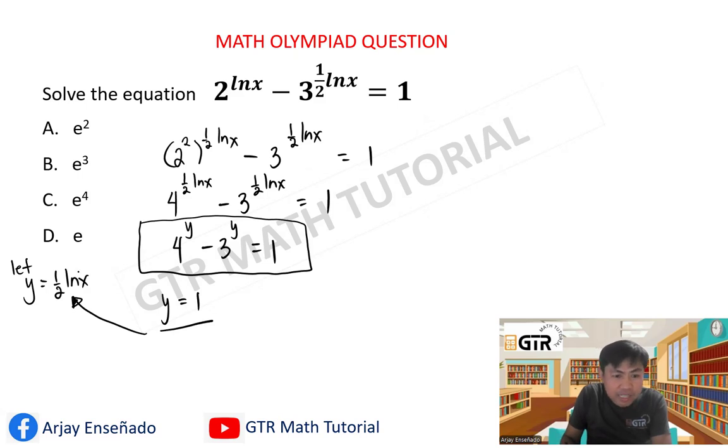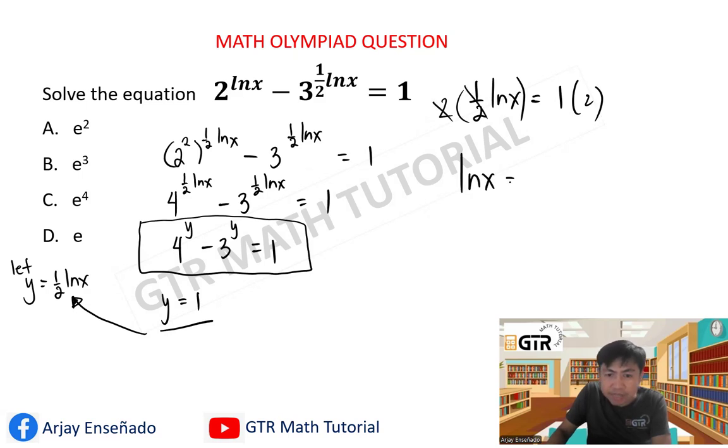So now we will just solve 1/2 ln x that is equal to 1. Just solve for x: multiply both sides of the equation by 2. Cancel 2 and 1/2. So we have ln x is equal to 1 times 2, that is 2. And then take the exponential of both sides: e to the ln x equals e squared.